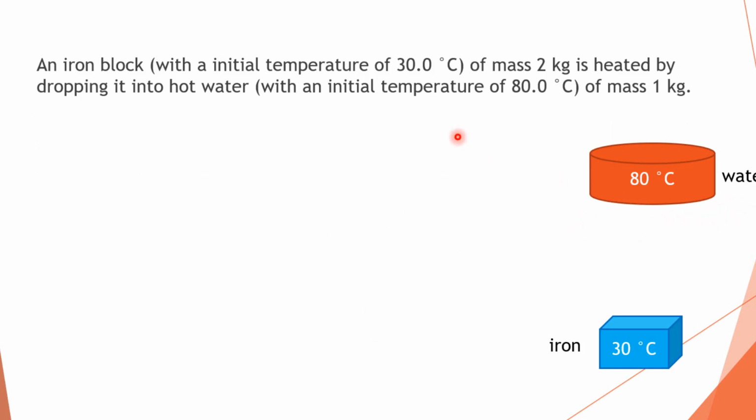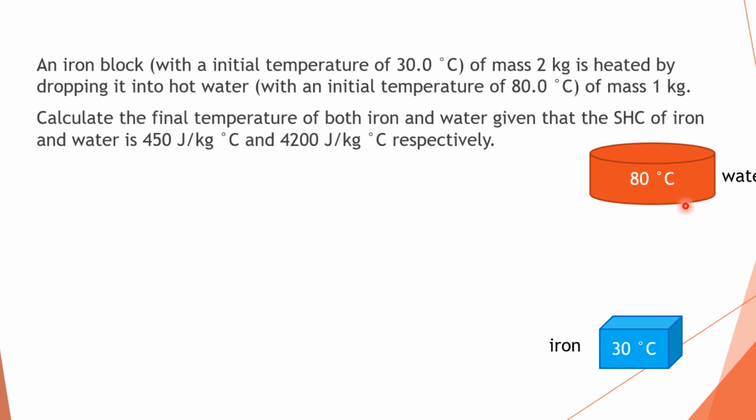Let's do the opposite. This time round, the iron block has an initial temperature of 30 degrees Celsius, same mass, but it's dropped into hot water of 80 degrees Celsius with a mass of 1 kg. Notice that I put the water on top and iron below because conceptually iron is colder, so it rises in temperature, and water is hotter, so it drops in temperature.